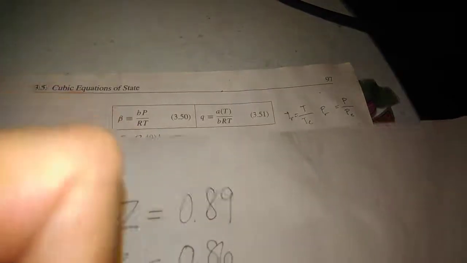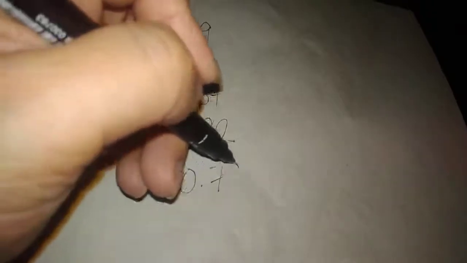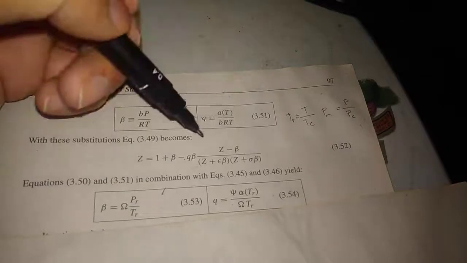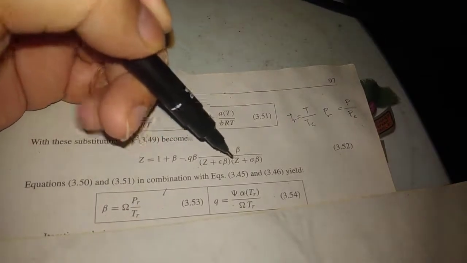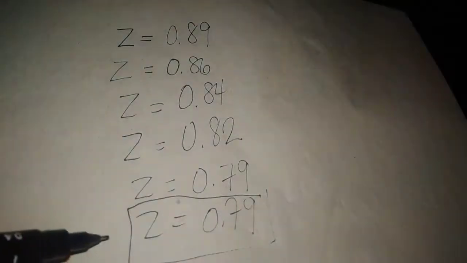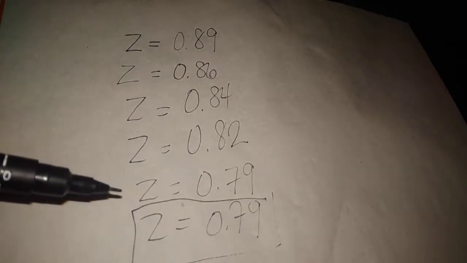So, for example, if the new value of z is 0.79, it is not yet constant. We substitute 0.79 here, then calculate the new value of z. So, for example, if the new value of z is equal to 0.79, it no longer changes, therefore the correct value of z is 0.79. Okay? These are just sample values, but you get the point already.